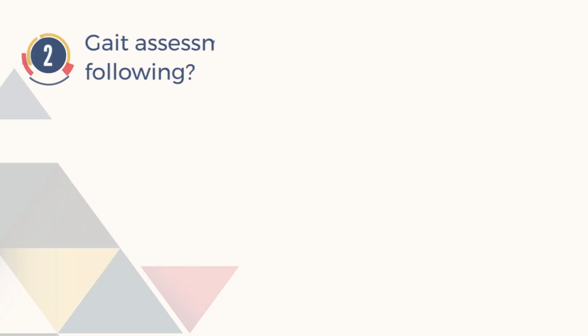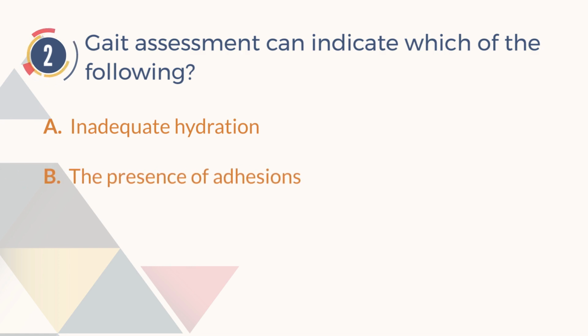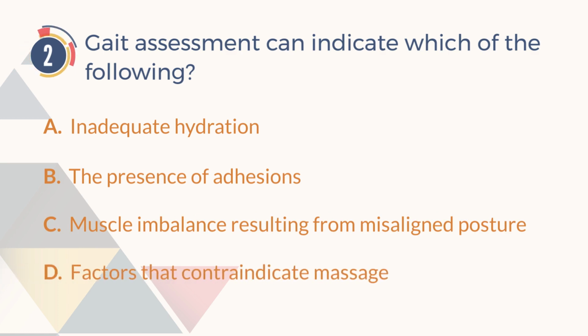Number 2. Gait assessment can indicate which of the following? A. Inadequate hydration. B. The presence of adhesions. C. Muscle imbalance resulting from misaligned posture. D. Factors that contraindicate massage. The answer is C. Muscle imbalance resulting from misaligned posture.